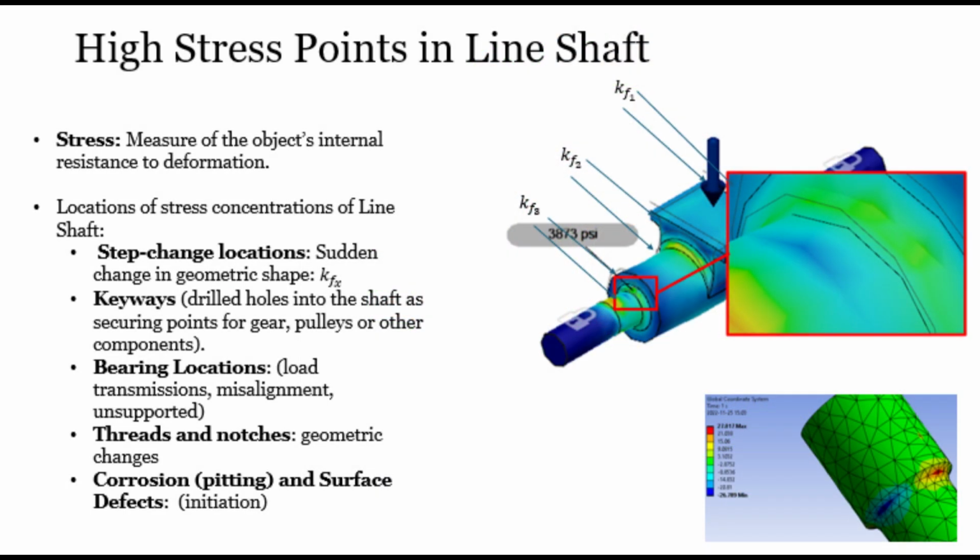Take a line shaft, for example. This shaft might have various stress-inducing features like step-change locations, where there's a sudden shift in geometric shape, marked by factors such as Kt. Keyways, which are drilled holes used to secure gears or pulleys, bearing locations, which carry loads and can be subject to misalignment, and finally, threads, notches, or surface defects.